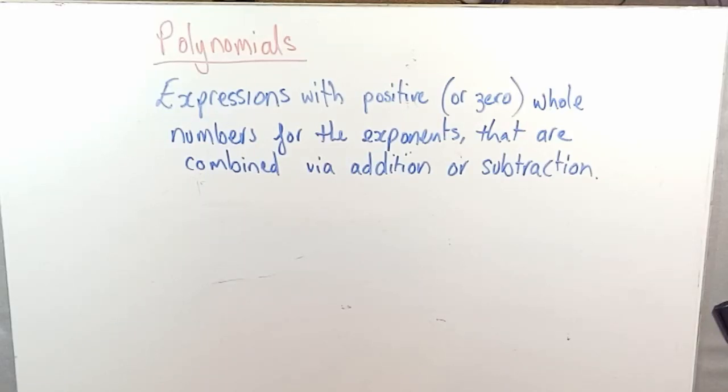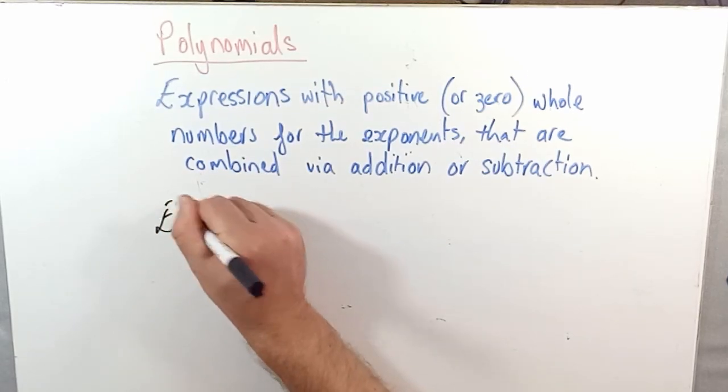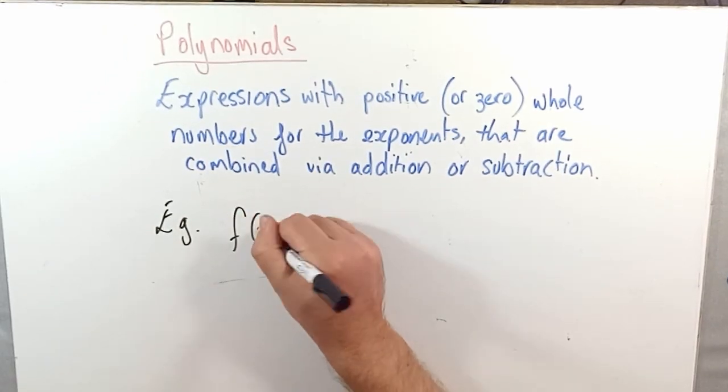Okay, today we're going to start our chapter on polynomials. So what are polynomials? They're expressions with positive or zero whole numbers for the exponents that are combined via addition and subtraction. That's only my definition. It's probably not the exact definition, but we'll just do a little example. When you see the example, you'll know what the go is.